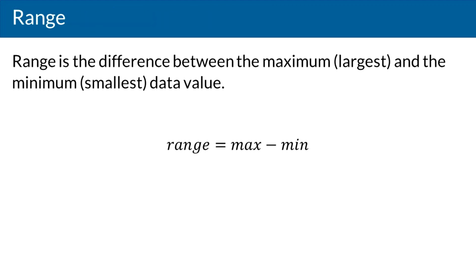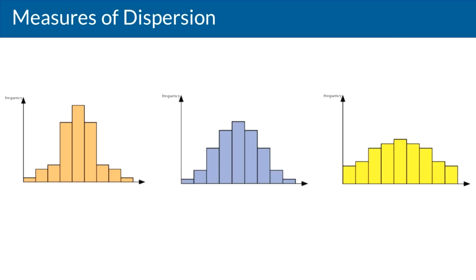The first measure of dispersion we use to get a sense of what's happening towards the fringes of a data set is the range. The range is the difference between the maximum or largest value and the minimum or smallest data value. And we find it by just subtracting one from the other. This statistical measure is really helpful because it lets us know how spread out the entirety of the data set is. Being able to look at the range allows us to establish consistency.